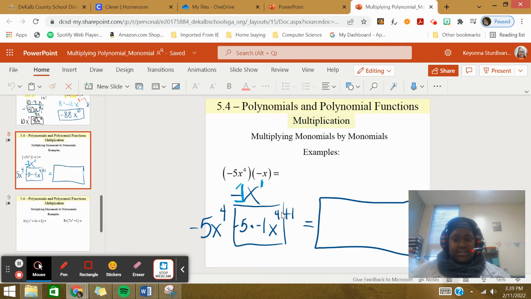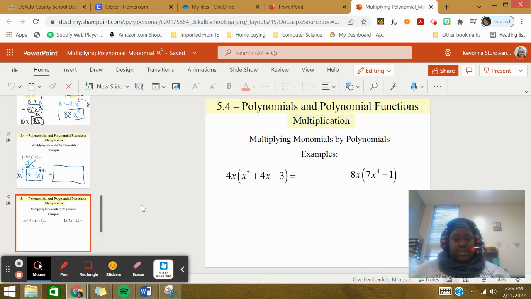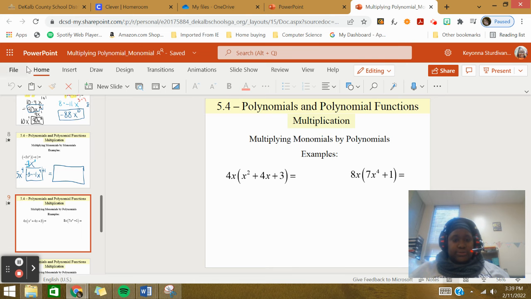Okay, so you should have finished this problem. Let's look at the next example. So now we actually have a monomial times a trinomial and a monomial times a binomial. Remember that trinomial means three pieces, monomial means one, and binomial means two. Okay, so we're going to go ahead and keep going through these examples on your note page.